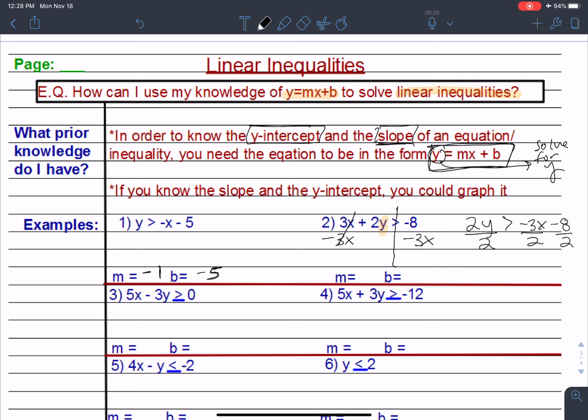And then remember, if we were to divide by a negative here, we still have to flip the symbol. But on this one, we're dividing by a +2, so we don't have to flip our inequality. My 2's cancel out, so I have y is greater than -3 over 2x minus 4, because 8 divided by 2 is 4. So now my slope, or my m, is -3 over 2, and my y-intercept is -4.